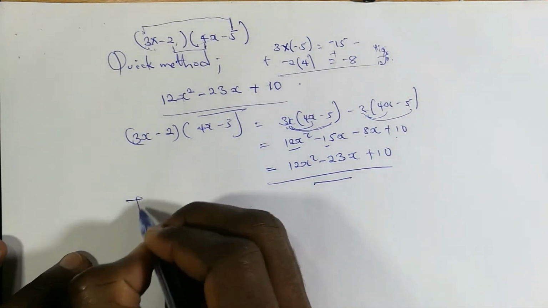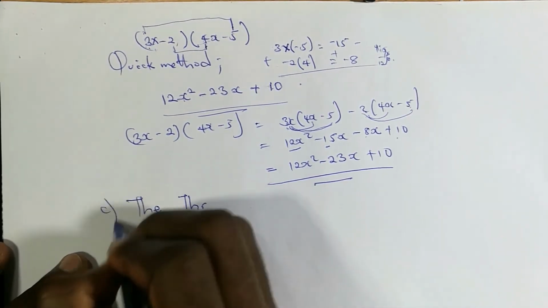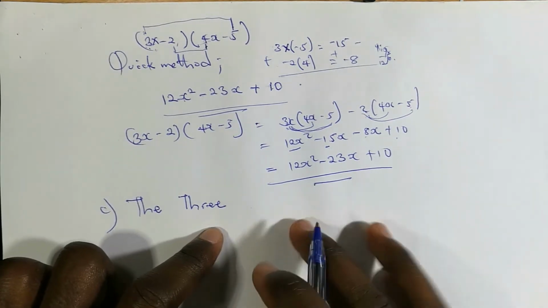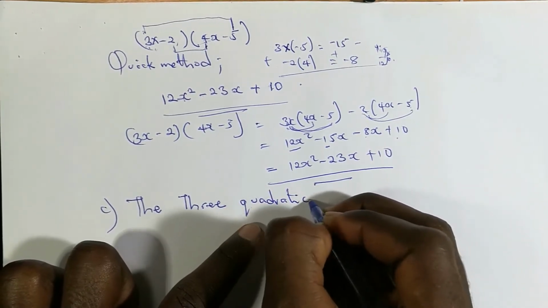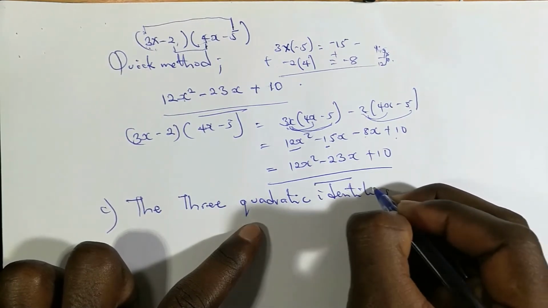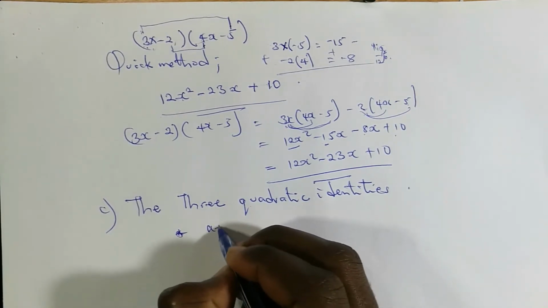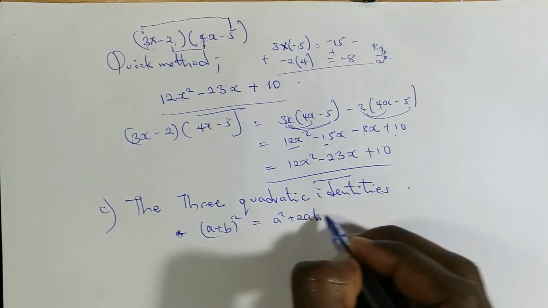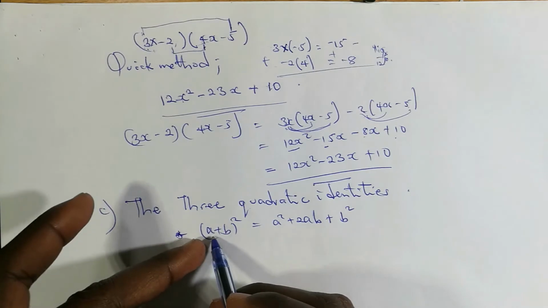We look at the 3 quadratic identities. They are here. (a + b) squared is given by a squared plus 2ab plus b squared. If you use what we have been using, just repeat this.